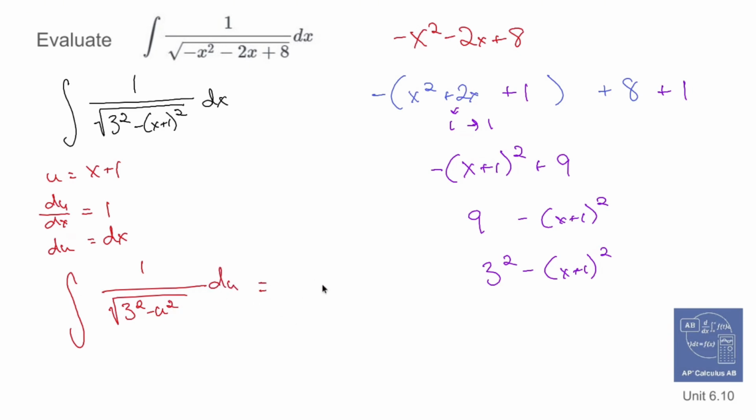Okay, that becomes the inverse sine of u over 3 plus that arbitrary c. Replacing u, I now end up with the inverse sine of x plus 1 over 3, plus c.